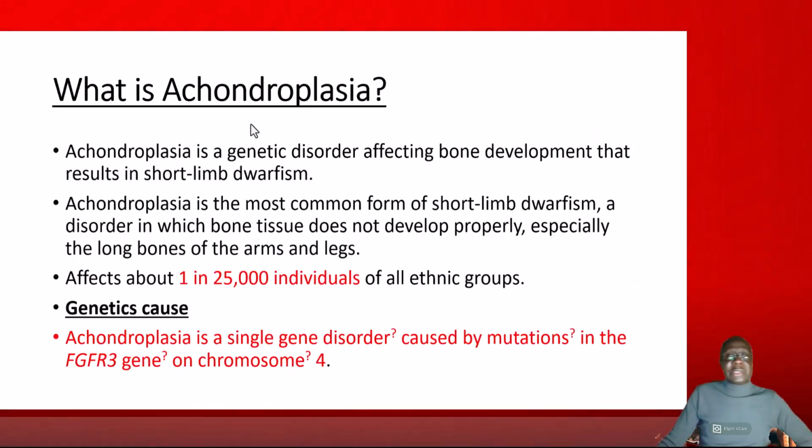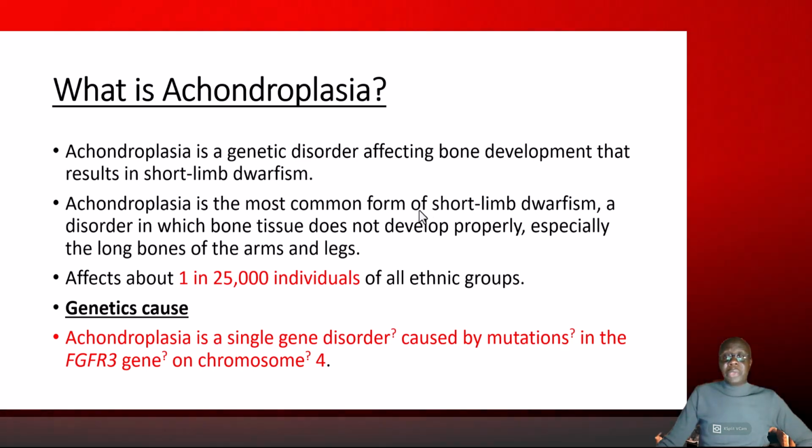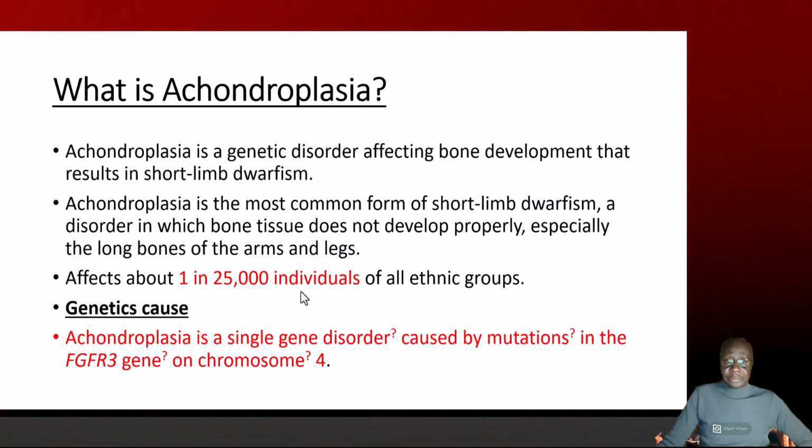Now, the next thing is achondroplasia. Achondroplasia is another genetic disorder where you become a short limb dwarf. These are people who are very short, and the problem they have is from chromosome number 4. The FGFR3 gene on chromosome number 4 is what is affected in them. 1 in 25,000 individuals of all ethnic groups have achondroplasia.